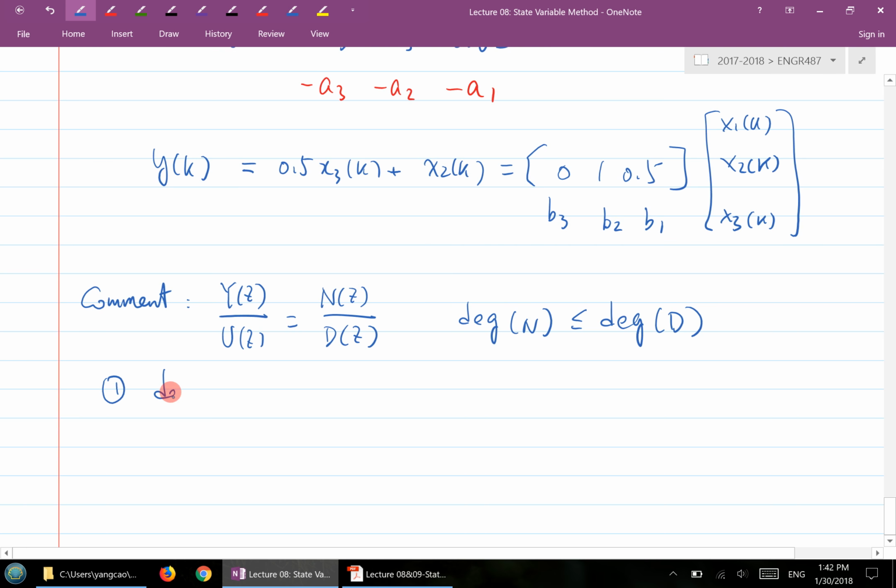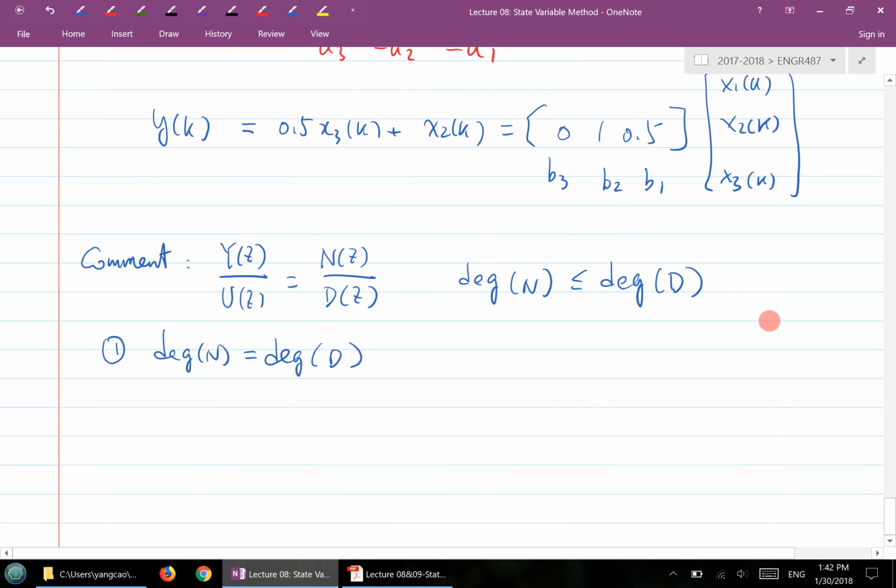If the degree of the numerator is actually the same as the degree of the denominator, then what does that mean? If this degree is the same, and I wanted to write it back into the difference equation, this is what you do: you multiply the numerator with the u, and multiply the denominator with the y.